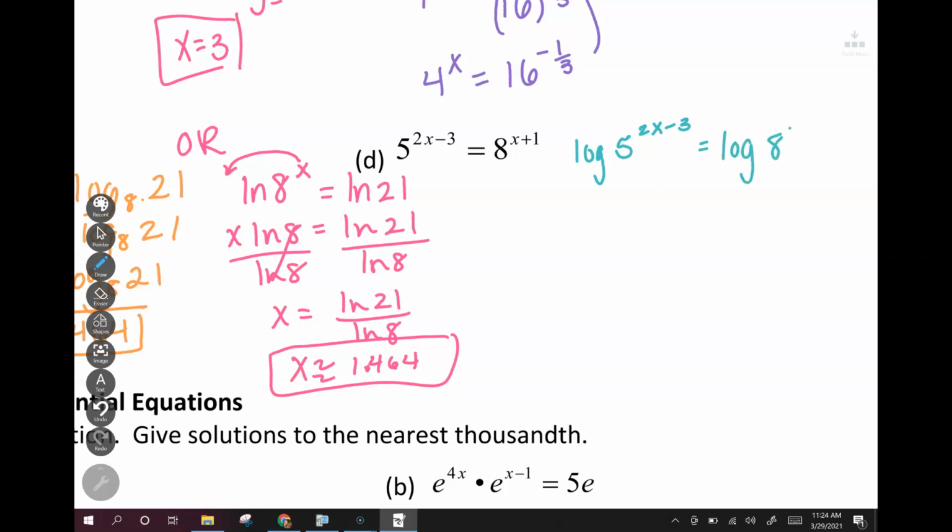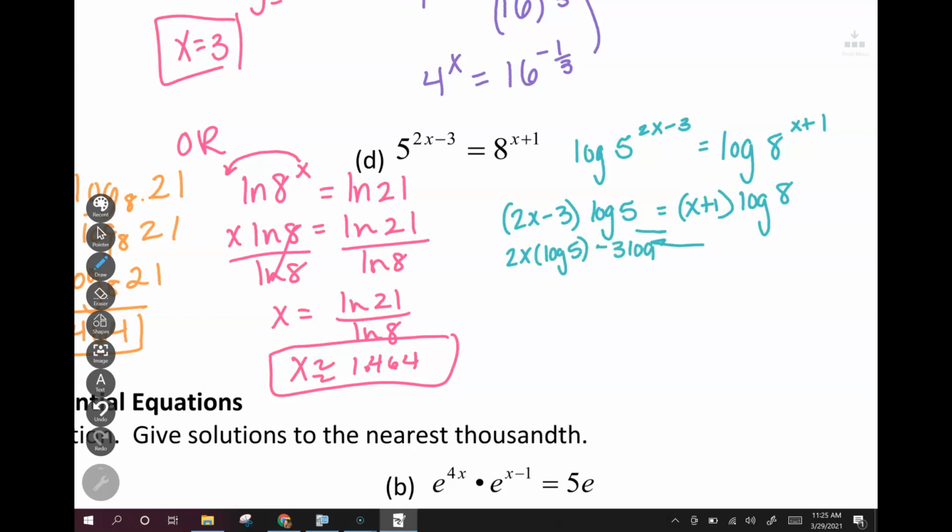So log base 10, that allows me to bring the 2x minus 3 down. So 2x minus 3 in parentheses, because that log should distribute to both, if you were going to distribute. Same thing with the x plus 1, put that in parentheses. All right, now we're solving for x. So what I would do next is distribute both of those. So 2x log 5 minus 3 log 5.